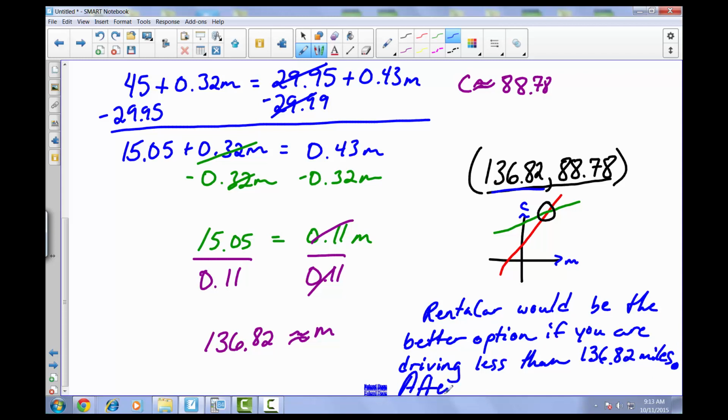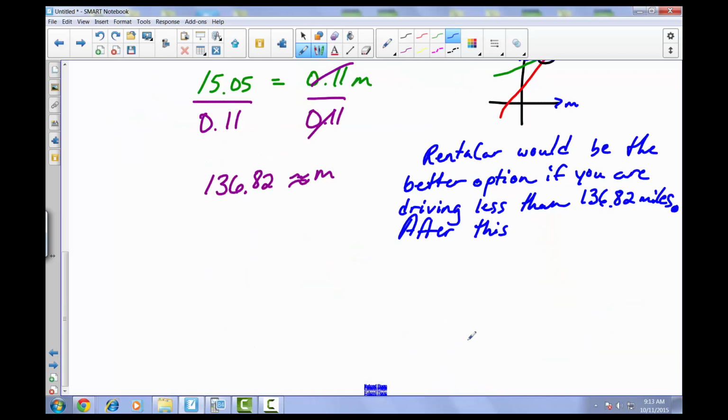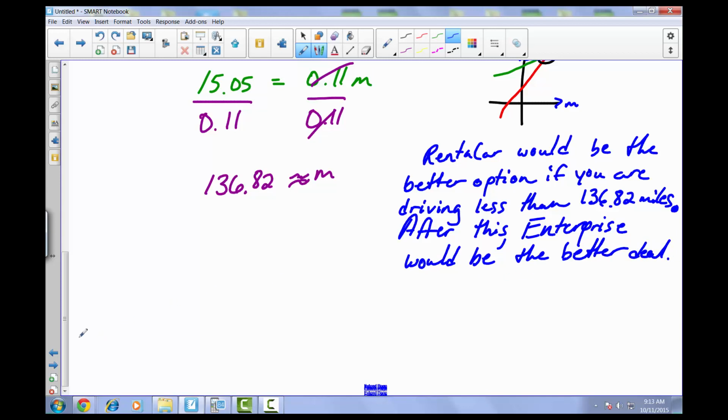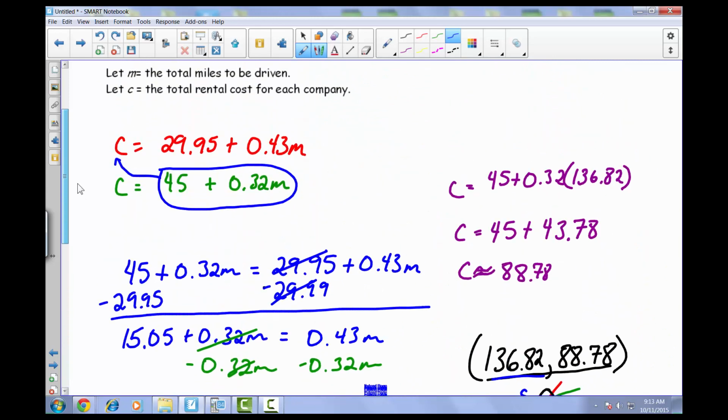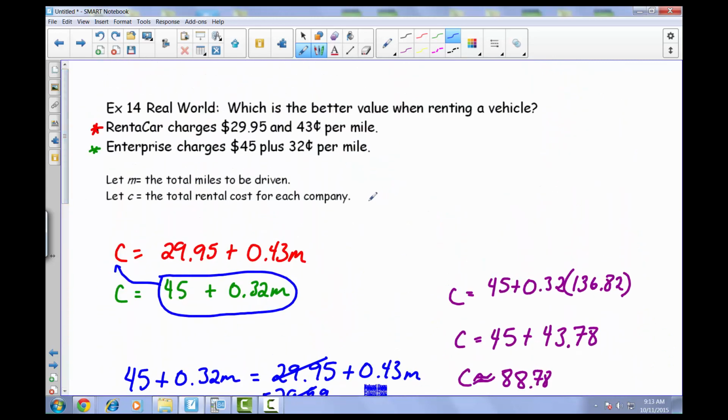After this, Enterprise would be your better deal. But again, that is example 14 from our 3-1-3-2 set of notes.